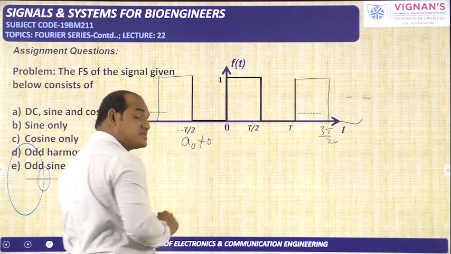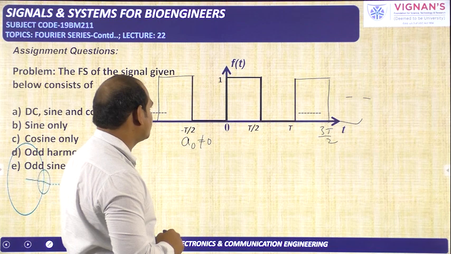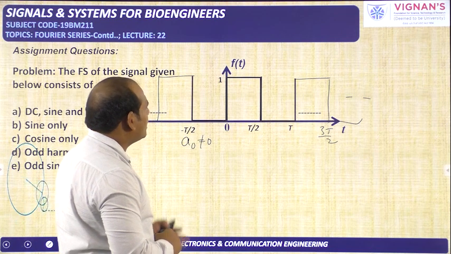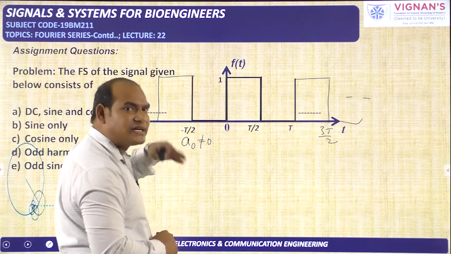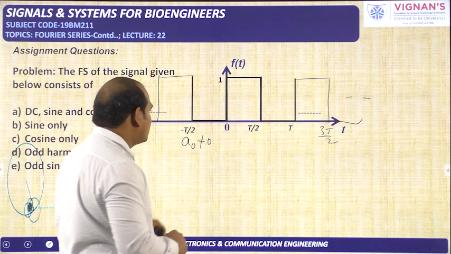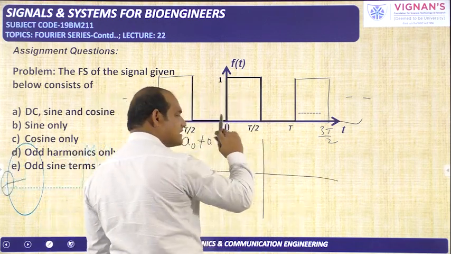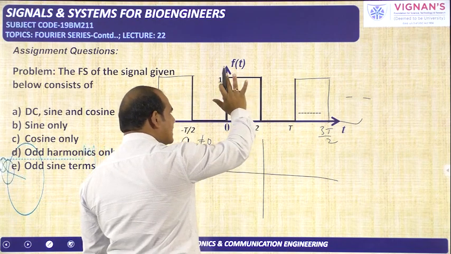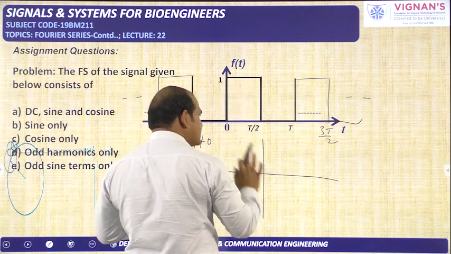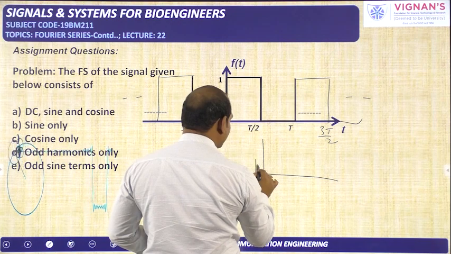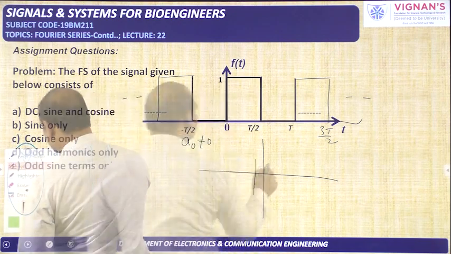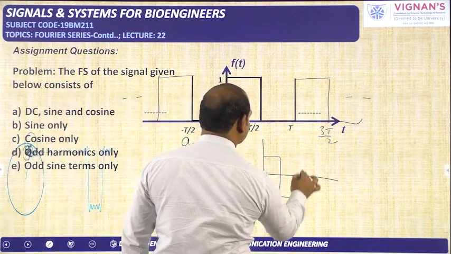So A0 is existing. A0 is not equal to 0. Then after removing that A0, you need to answer this one. Whenever this type of problem comes, first observe whether A0 is available or not. That means whether DC is available or not. So DC is available. Now remove that DC and draw the signal. So now I have drawn it like this.